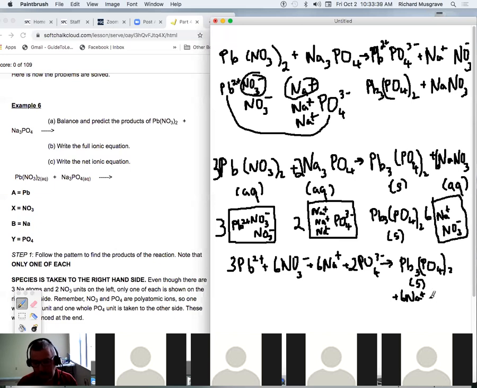And the solid, we just leave as it is. And then the 6 Na plus and 6 NO3 minus is what we'll have from the 6 NaNO3. So that there is what's called the full ionic equation, what I just did.